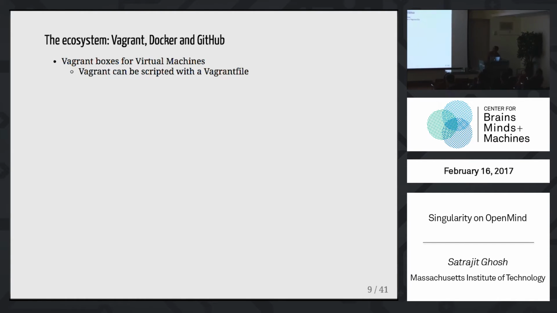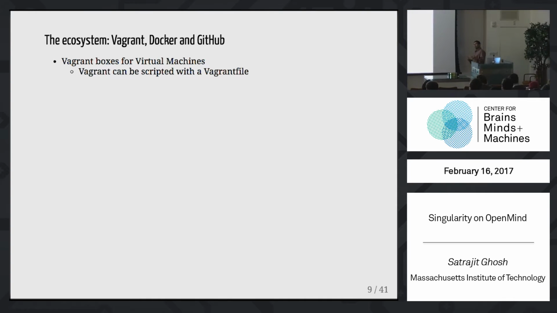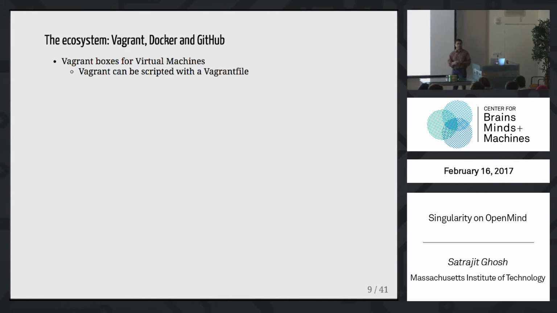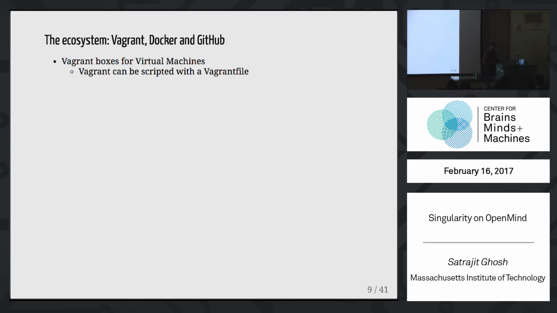So Vagrant boxes. Vagrant is a scripting language around virtual machines, and it supports virtual machines such as VirtualBox, VMware, and other things. On OpenMind, we have VirtualBox installed on every single node, and you have Vagrant installed. So you can spin up environments through Vagrant.